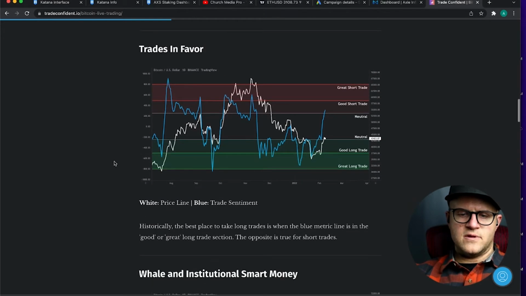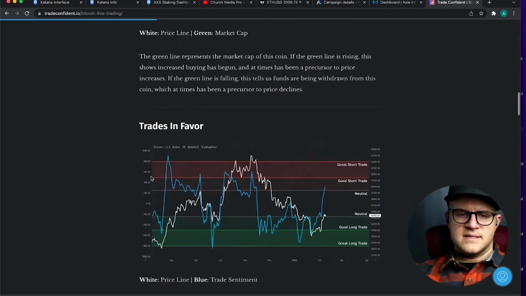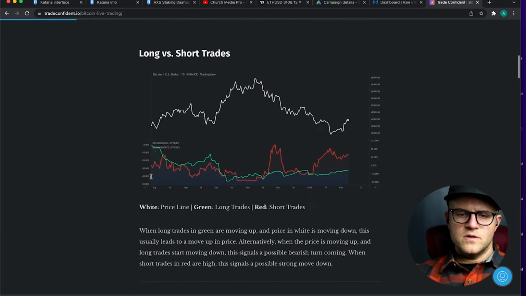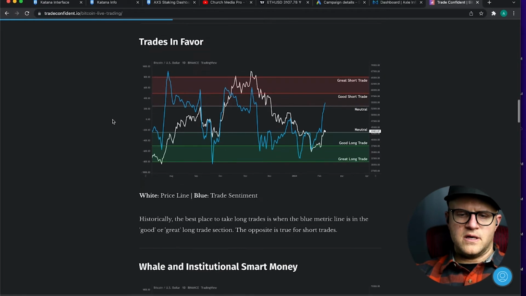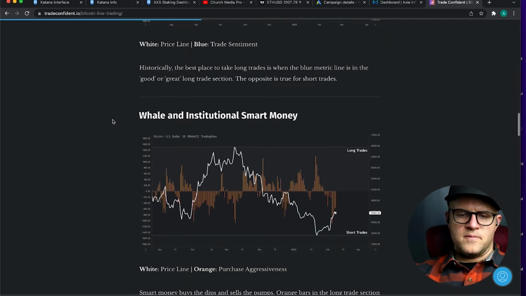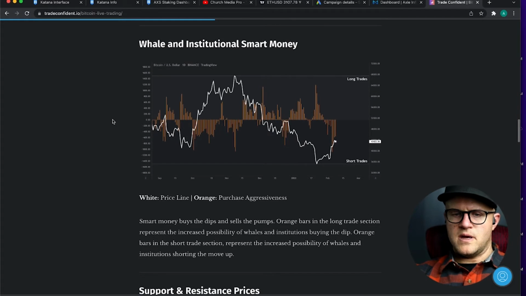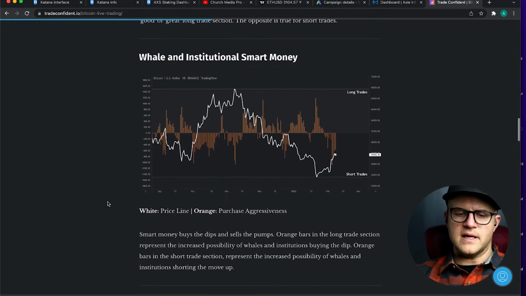Now trades in favor. This is just kind of similar to the emotional index here, so I'm not really going to go over that one too much. But this is really interesting. Whale and institutional smart money. You see where people are shorting or where people are longing. So when we hit this bottom here is when we got some massive longs going into, this is Binance, and then the short trades versus longs. I'm not sure where he pulls his information from. It's probably from something like Glassnode.